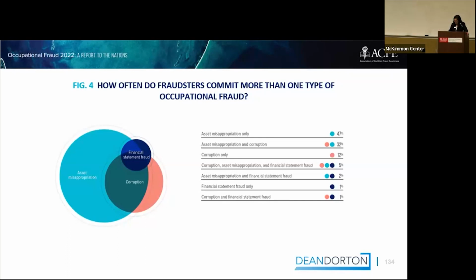So in this slide up there now, you can see that if there's more than one dot, then that is the instances in which fraudsters perpetrated 2 different types. So for this, 32% of cases were asset misappropriation and corruption both. So we have that. Down here at 5%, we have corruption, asset misappropriation, and financial statement fraud. And then you have the one below that, asset misappropriation and financial statement fraud. And at the very bottom, very least, is corruption and financial statement fraud.